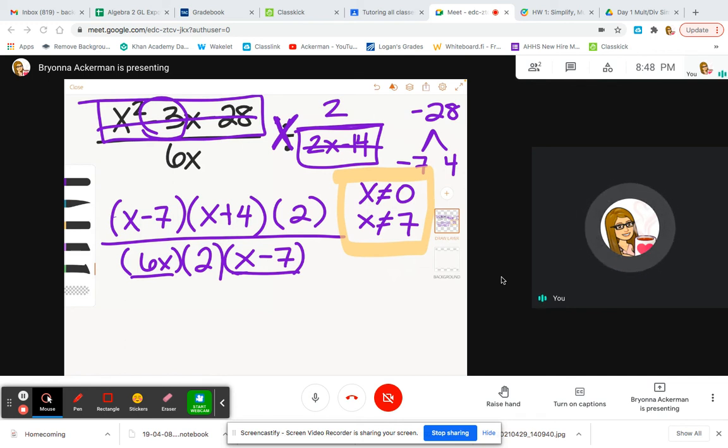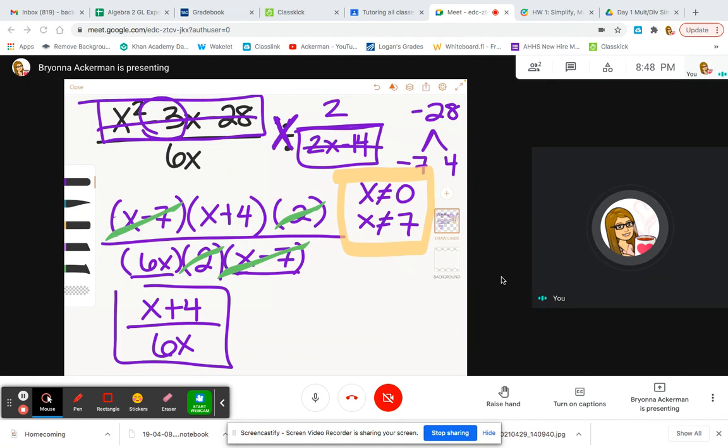If you look at the numerator and the denominator, we see that there's an x minus 7 on both of those, so those are just going to cancel each other out because we're dividing. We also notice that there's a constant 2, and those also get canceled out. The only thing left on top is the x plus 4, and on the bottom, I have the 6x. This would be your final answer. We can't cancel anything else out.